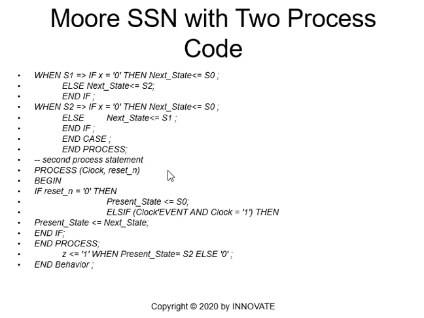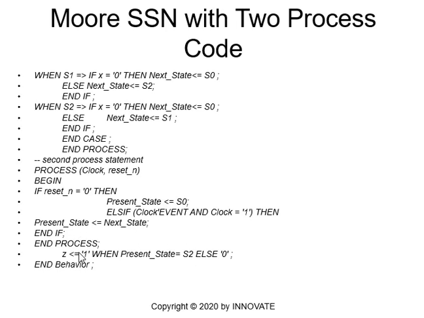The second process statement will have the clock and reset n in its sensitivity list. We begin. If reset n is 0, then S0 will be assigned to the present state. This will be asynchronous because it is before the clock, and this will reset the whole machine to all zeros. Else if I have a clock event, which is a positive going edge and the clock is 1, then next state will be assigned to the present state.